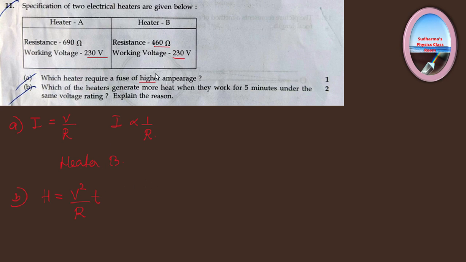So V and T are the same, right? For both the bulbs, both heaters, the voltage and time given in the question is the same, 5 minutes. Both are used for 5 minutes. So which one will generate more heat energy? So here again, heat is inversely proportional to resistance, provided the voltage is constant. So the one which has less resistance will be heated up more. So again, the answer is heater. Both the answers are heater B.